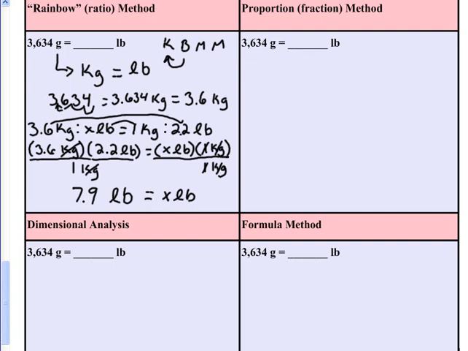We can also use this conversion by using the proportion method. We need to change 3,634 grams into pounds. Since we do not know a relationship between grams and pounds, we must first change the grams to kilograms and then convert to pounds. Remember from earlier that in order to go from a gram to a kilogram, we must move our decimal 3 places to the left.